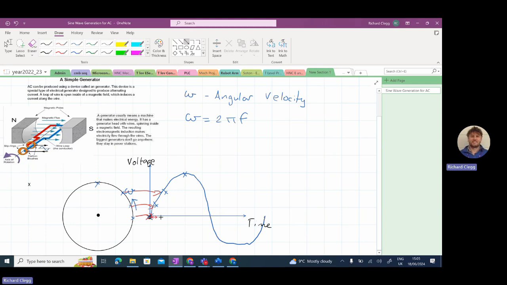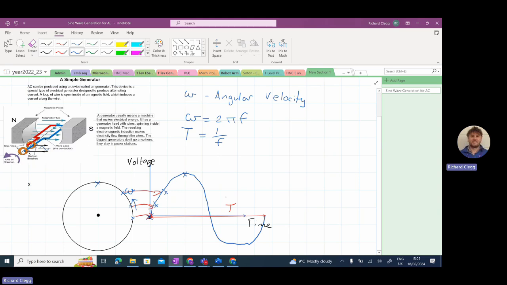And the time from the origin to one cycle would be equal to capital T, which is a time period. And how is T related to frequency? Well, capital T is equal to 1 over the frequency. So this is how it would map across.